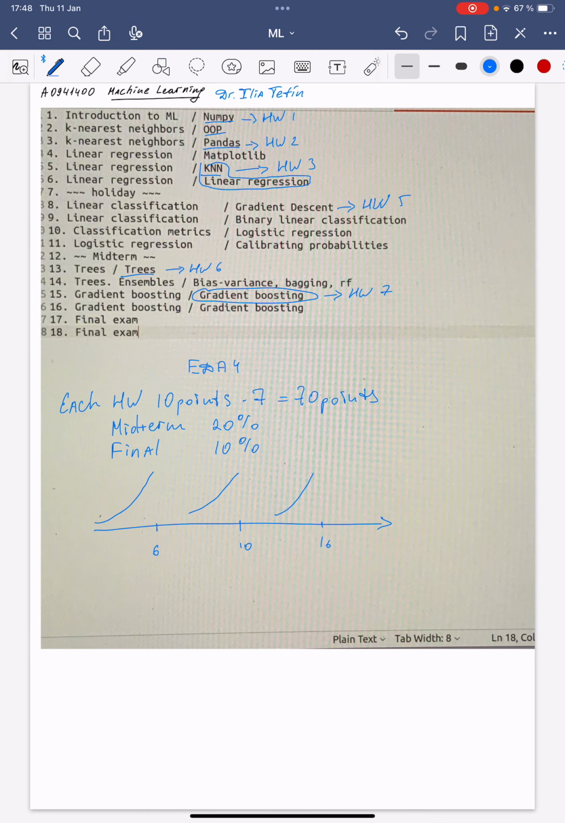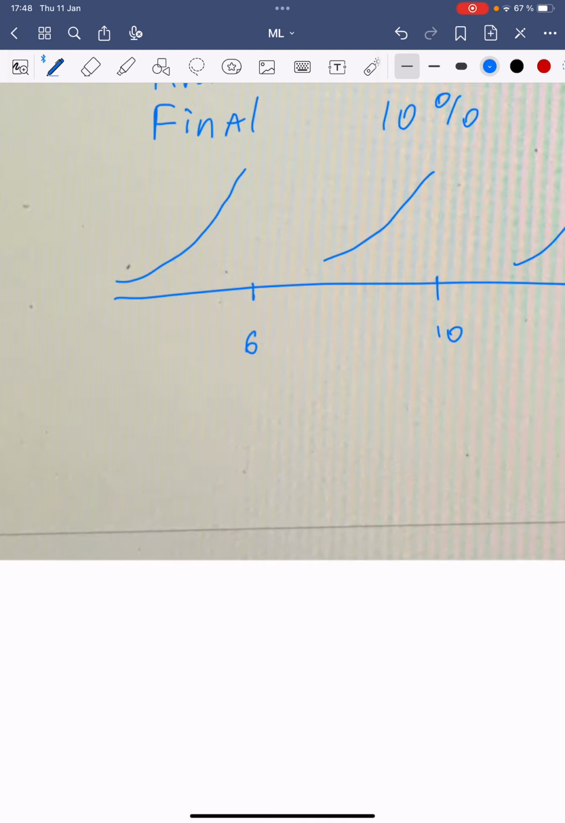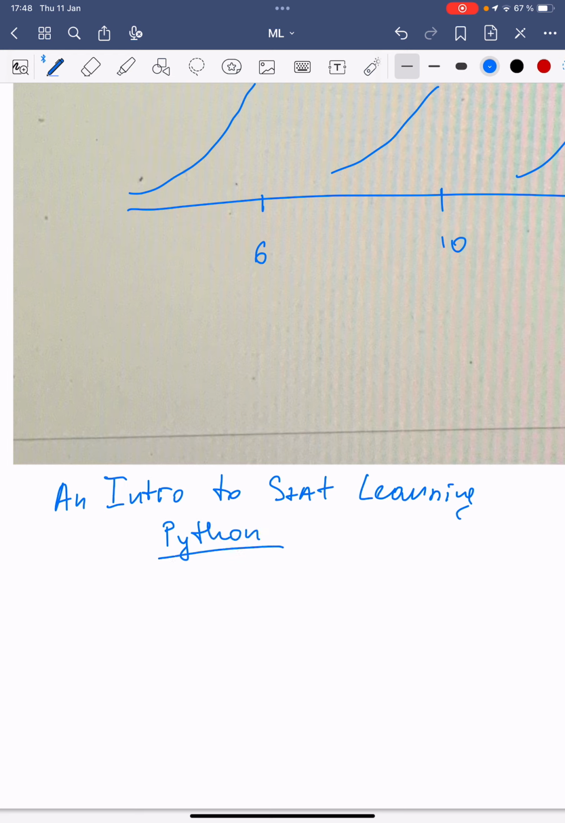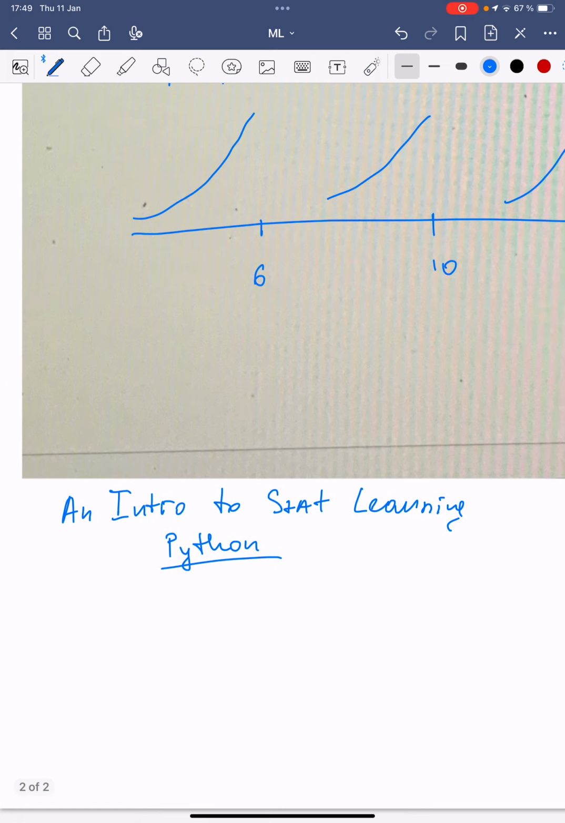Literature. Basically, there is a book which is publicly available. You can download it from the website, and it is called An Introduction to Statistical Learning. There are two versions of this book, and you're going to need the Python version of the book. The other version of the book is the R version. Actually, it comes in two editions, but we're going to use Python. So please download it and have a look.